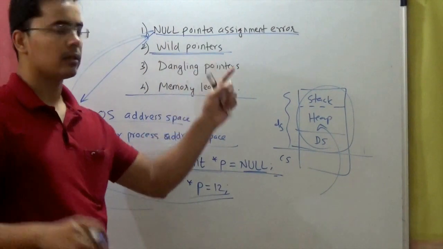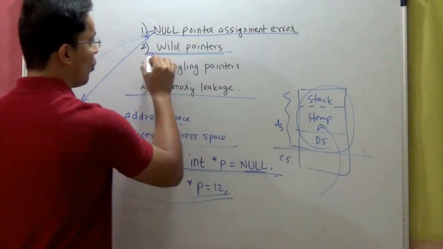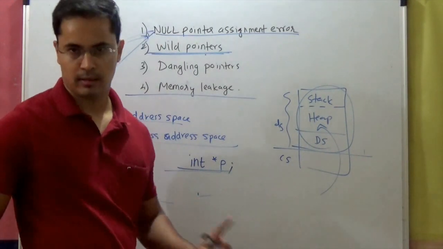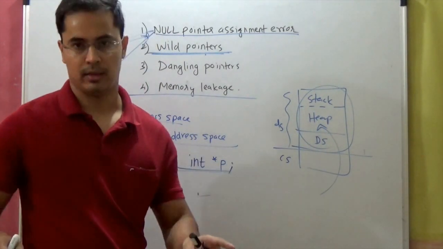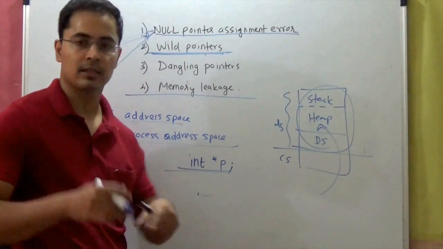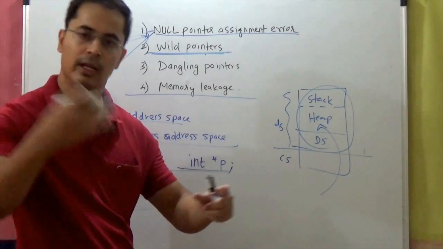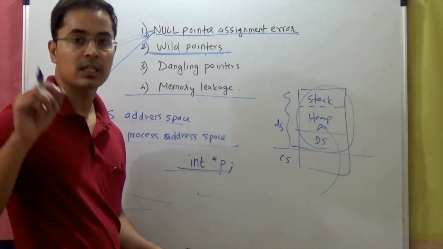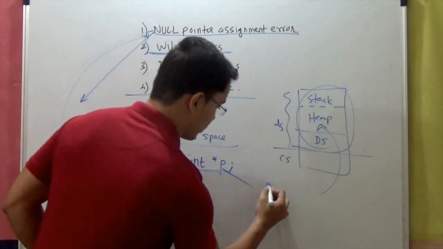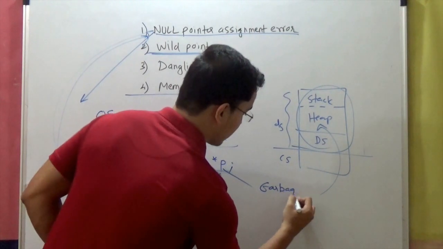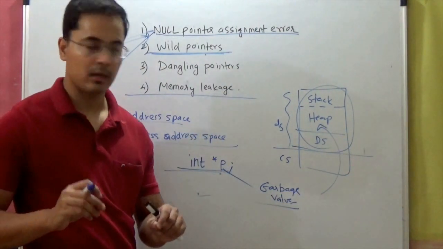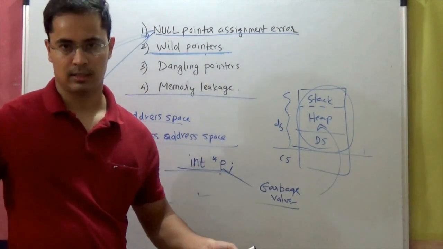You can also get a null pointer assignment error because of wild pointers. So what are wild pointers? It's a pointer, but it's a local variable. We are declaring this in some function, let's say void main or any other function. So this is a local variable, and uninitialized local variables contain what? They contain garbage values. So this p could store any garbage address.